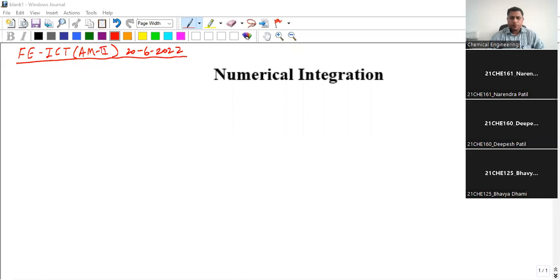In the last lecture, we started with numerical integration. Then we saw the formulae for numerical integration. So, we have the trapezoidal rule, then we have Simpson's rule.